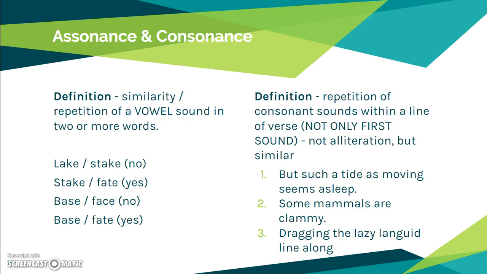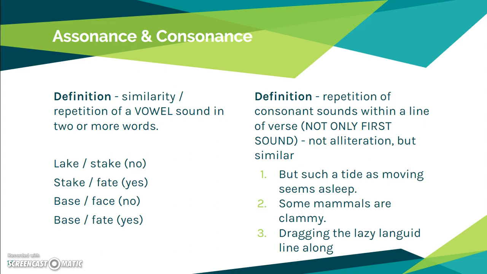The next one, steak and fate. So you're hearing the A's repeating in both of these. Base and face, base and fate. So you're hearing the same aspect. You're hearing that same vowel sound in 2 or more words. Again, within the same line of poetry, like the alliteration.